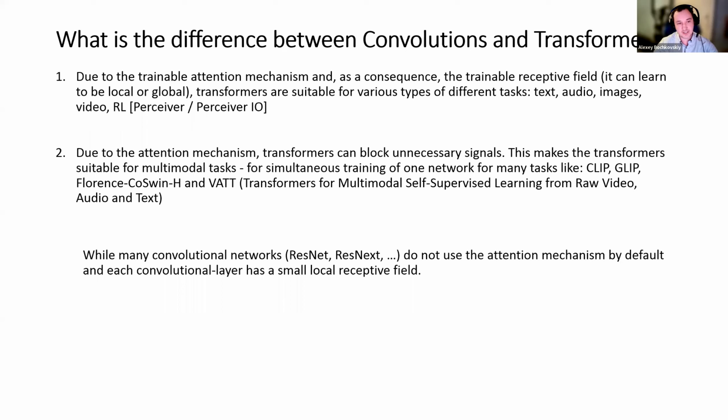In this case, the attention approach helps to switch on communication between different tasks or disable communication between different tasks when it is not necessary. And it helps a lot, while many convolutional networks like ResNet, ResNeXt don't use the attention approach. They have a small local receptive field, and it cannot be global.